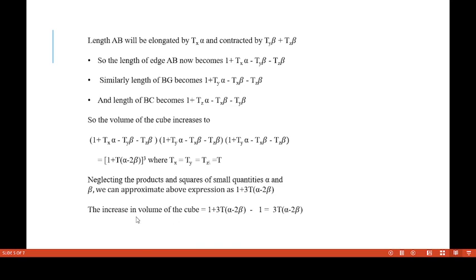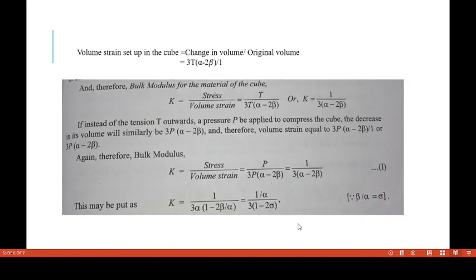The increase in volume can be calculated by subtracting the original volume from the new volume. So the new volume is 1 plus 3T times alpha minus 2 beta, and subtracting the original volume, which is 1 unit. So 1 cancels, and finally the change or the increase in volume will be 3T times alpha minus 2 beta. Now the volume strain can be calculated by change in volume upon original volume. Change in volume was 3T times alpha minus 2 beta, which we have seen, and the original volume was 1 unit.